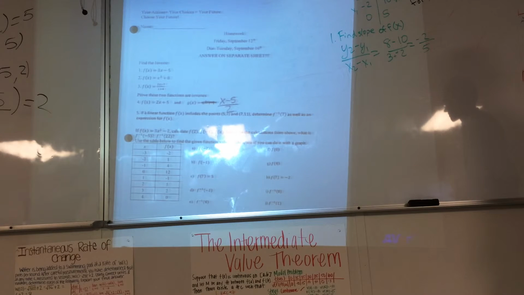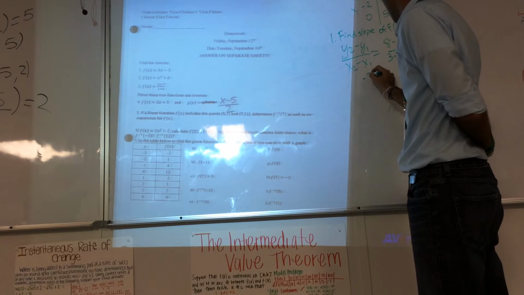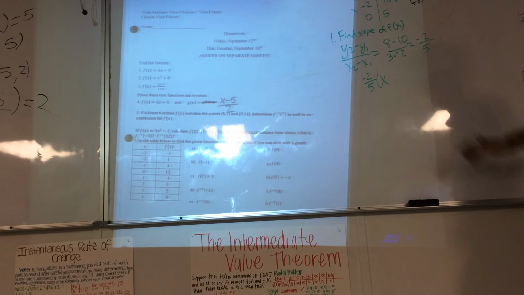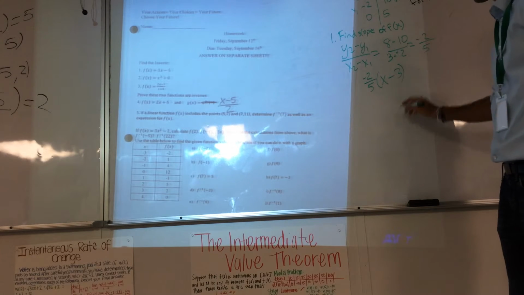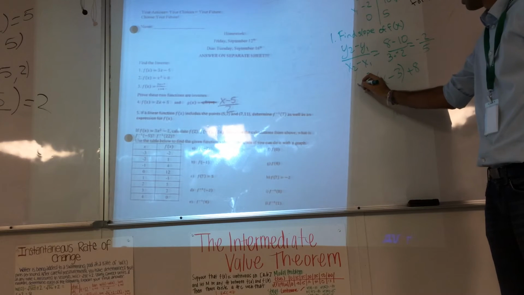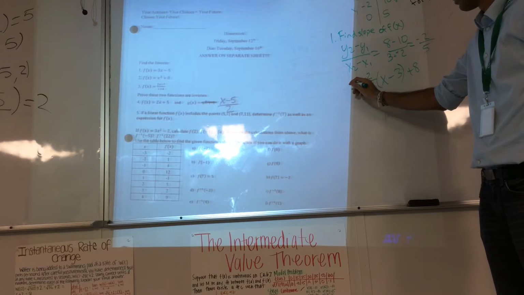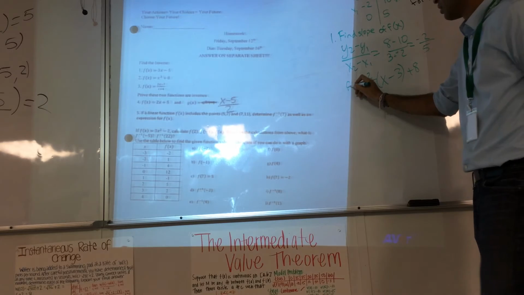Then you put that in front of parentheses, and then you put x, and then you select an x value. So like, subtract 3, plus 8, okay. And then I would simplify it. You would say equals something, right? f of x. Oh yeah, f of x.